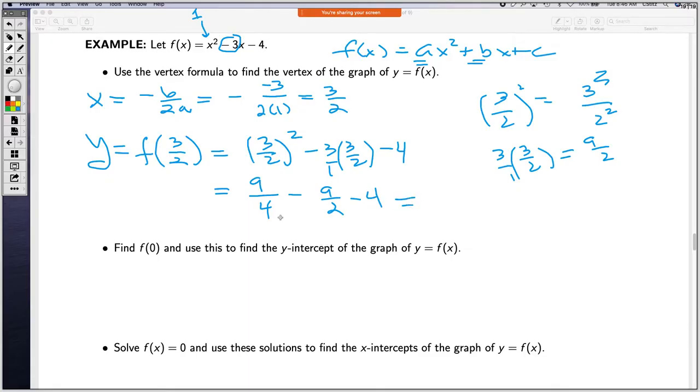And if we wanted to get a common denominator here, it looks like the common denominator would be 4. I'd have 9/4 there, minus 18/4 there, minus 16/4. So what am I left with when that's all said and done? I'd get a -9 out of that, a -25/4.